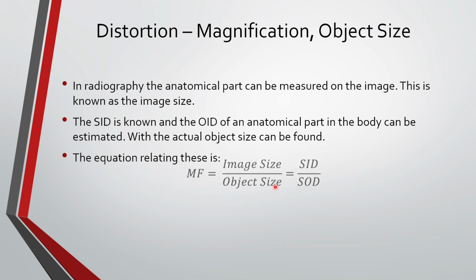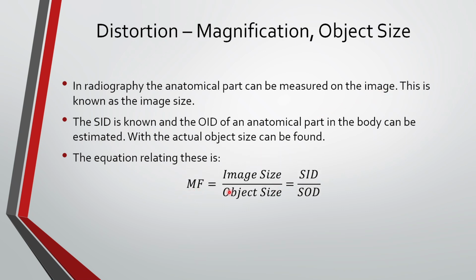Okay, and the relationship is seen here. So we have the magnification factor equals image size over object size, and that's going to equal the SID divided by the SOD. Okay, and that's the magnification factor, SID over SOD, right? So we have the SID. If we know the OID, we can find the SOD. All right, and we can measure the image size. Okay, so then we can find the actual object size.